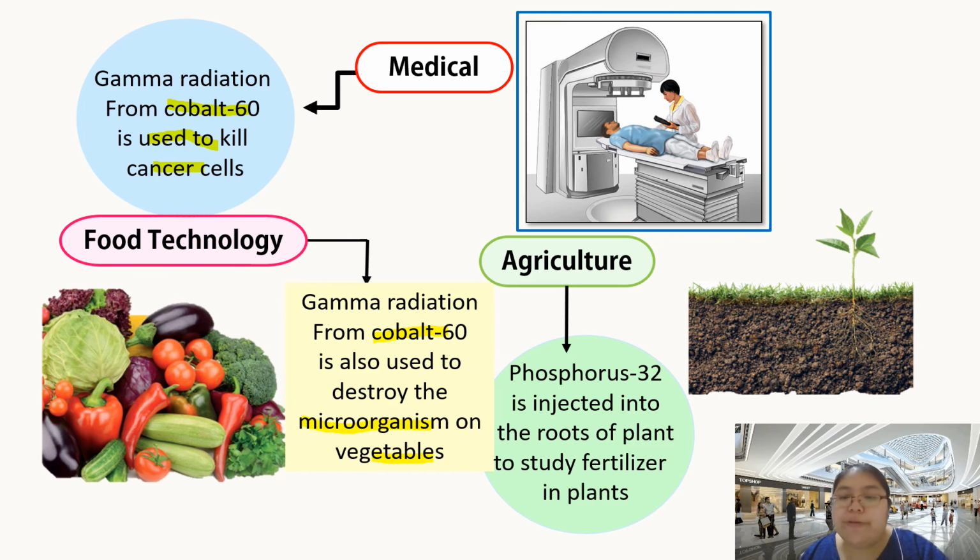Okay, now we go to the third one, agriculture. In agriculture, they use phosphorus-32. It's injected into the roots of the plant to study the fertilizer uptake of the plant. That means they want to make sure the plant is more healthy. They inject the liquid inside the roots. After that, you can find the plant can grow well.